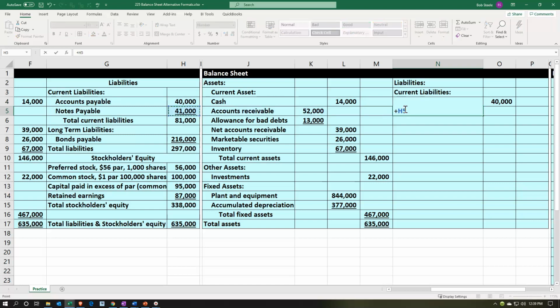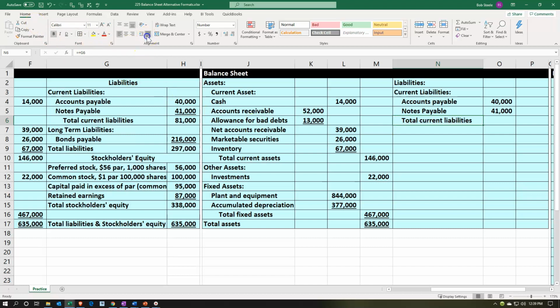Then we'll pick up the notes payable. That's going to be equal to the 41,000. And then I'm going to indent these to show that it's a subcategory, Home tab, alignment, indent. Then I'm going to pull this out to the outer category, which is going to be the total current liabilities. Let's indent that two times. Home tab, alignment, indent, indent.